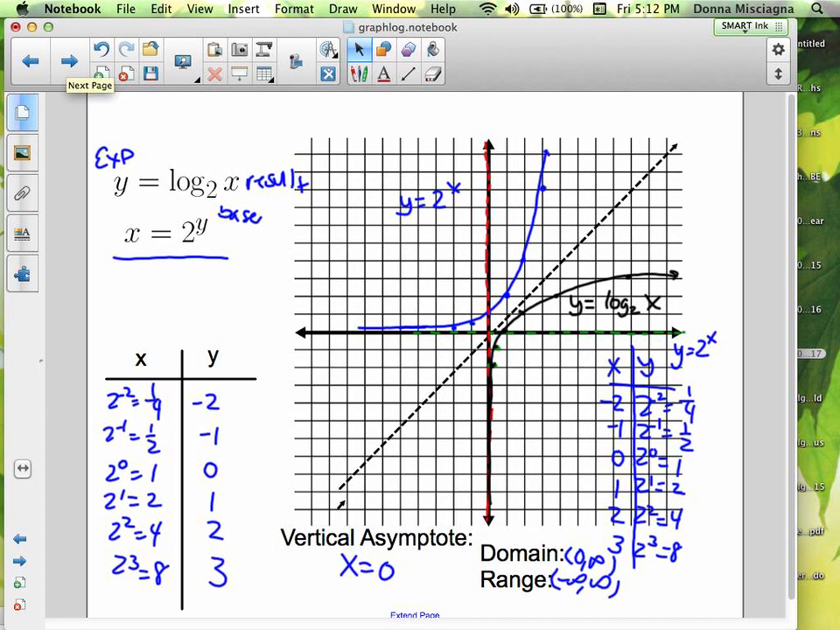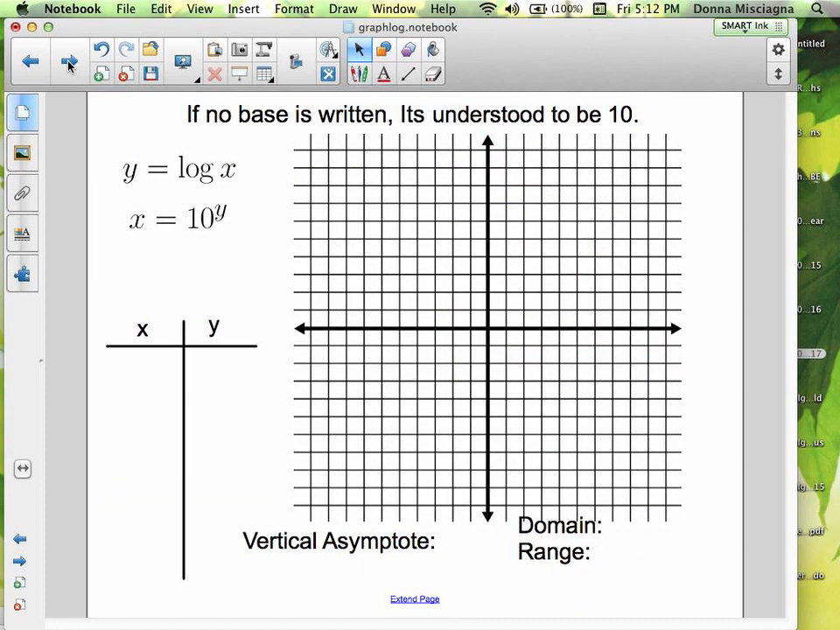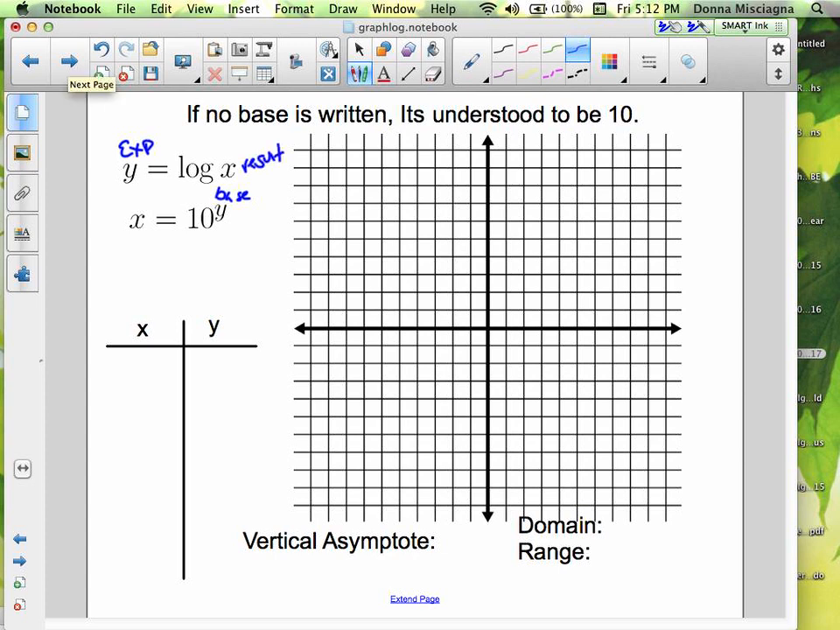Okay? So let's look at just graphing the logarithmic graph. We're going to graph y equals log x. And when we rewrite it, y is the exponent. If there's no base written, it's understood to be 10, so our base is 10, and the x is the result. So when we rewrite that in exponential form, it will be x equals 10 to the y. So we're going to plug our exponents in for y, and I'm only going to use -1, 0, and 1.